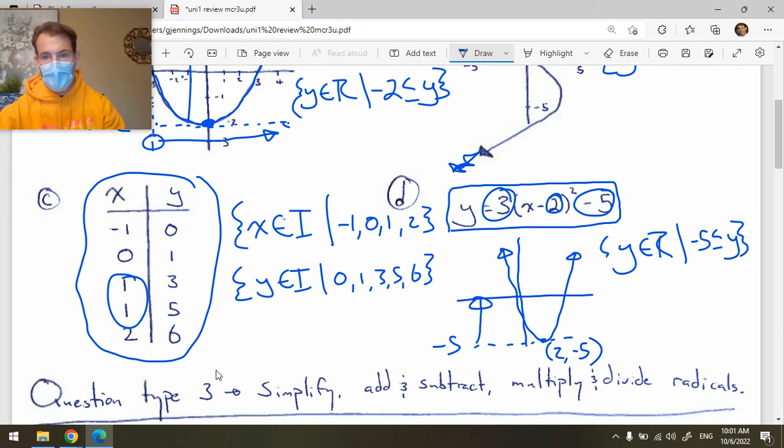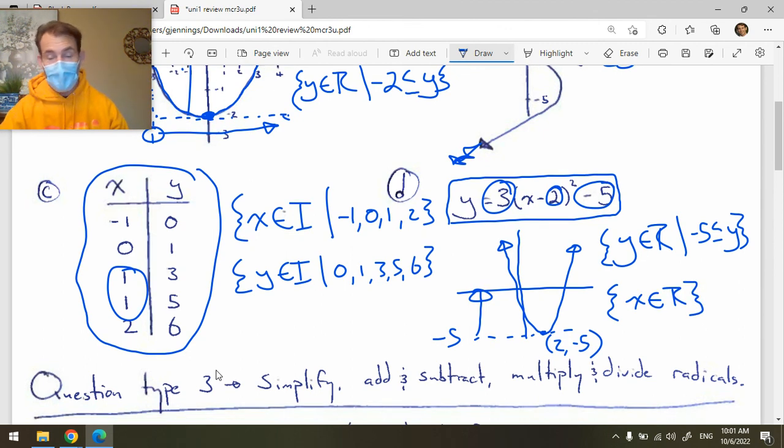Done. And what about x? Well, you just say x is real numbers. Done. Okay, so that's question types 1 and 2 for the review sheet.